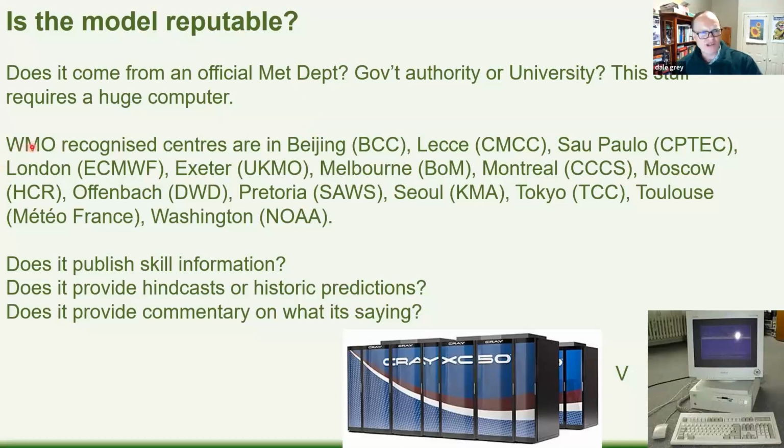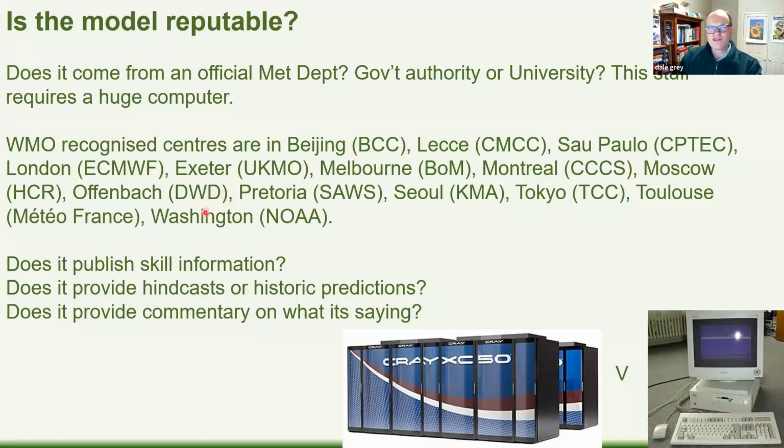And the World Meteorological Organization has a heap of centers in China, Italy, Brazil, the UK as well. That's the EU and the UK, Australia, Canada, Russia, Germany, South Africa, Korea, Japan, France, and America. And they're the recognized centers for producing forecasts in the world, where we're talking climate forecasts here into the medium term, out to sort of 1, 3, and 6 months.